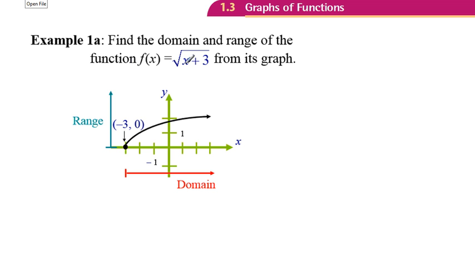All right, so we want to find the domain and range of our function f of x. It's a radical expression, the square root of x plus 3. So let's check this out here. Here's the graph. It's already graphed for us. So all we want to do is write down what the domain is.